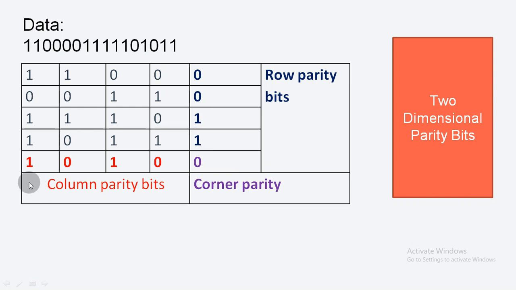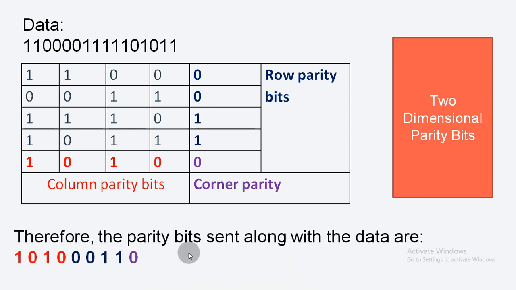Now the sender will send along with the data this 1 0 1 0 0 1 1 1. Okay, the entire thing will be sent. So the number of parity bits here is increased. It is 4 plus 1, 5, 5 plus 4, 9. 9 parity bits will be sent along with the data. Therefore the parity bits sent along with the data are 1 0 1 0 column parity bits, 0 0 1 1 the row parity bits, and the corner parity bit.